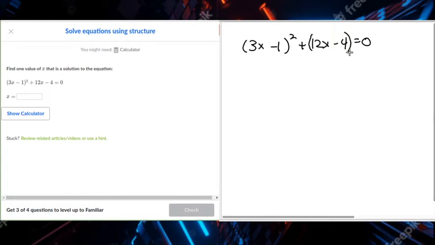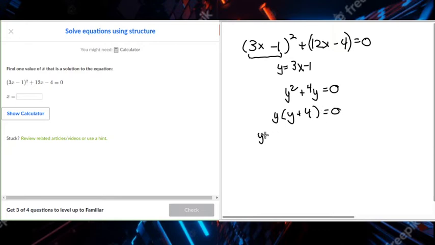So I can make a substitution here that says some new variable, it can be any variable, y, is equal to 3x minus 1. Where it says 3x minus 1, I'm going to put y. So now I have y squared plus, and again, this is 4 times 3x minus 1, so it's 4 times y, is equal to 0. And now I can factor these out. There's a y, and there's a y plus 4, equals 0.